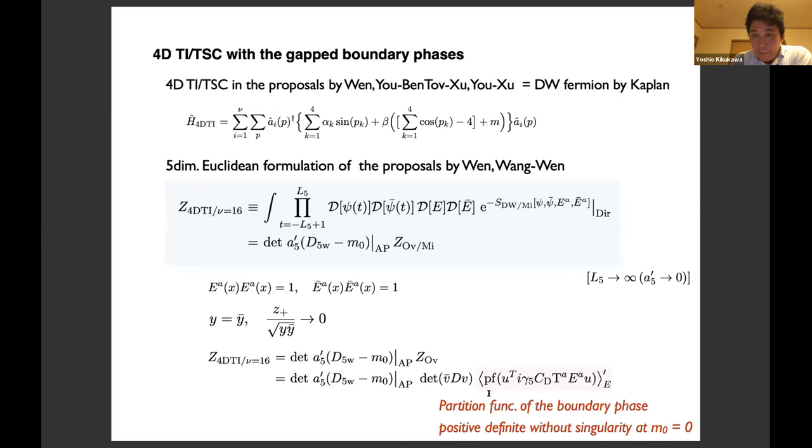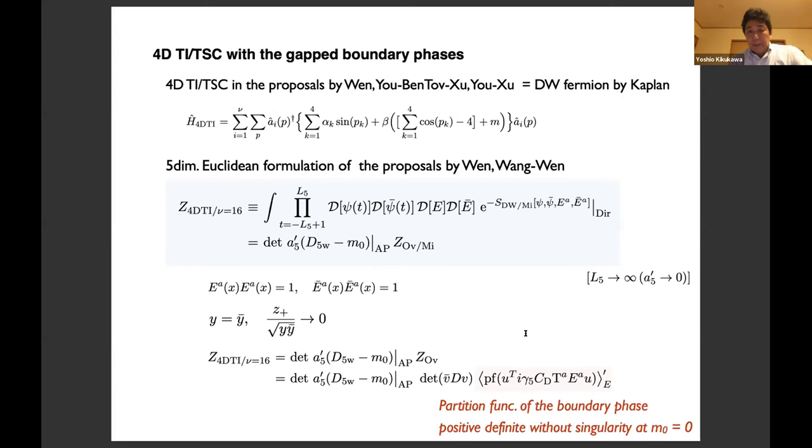and the path integration of the Pfaffian. Okay, in this way, this part gives the partition function of the boundary gapped phase. And this is the boundary massless, gapless phase. This is the left-handed part, and this is the right-handed part. And in this way, we can formulate the topological insulator model in terms of the Euclidean five-dimensional theory, and we can show that the gapped boundary phase contribution is expressed in this way.